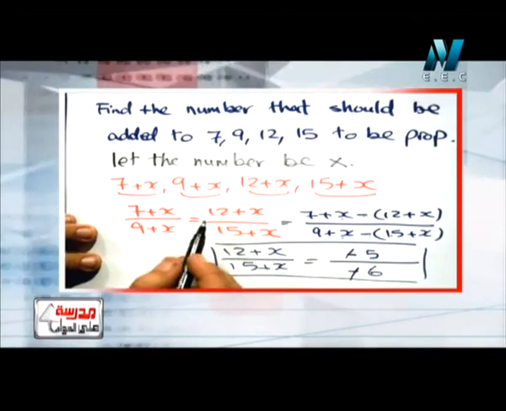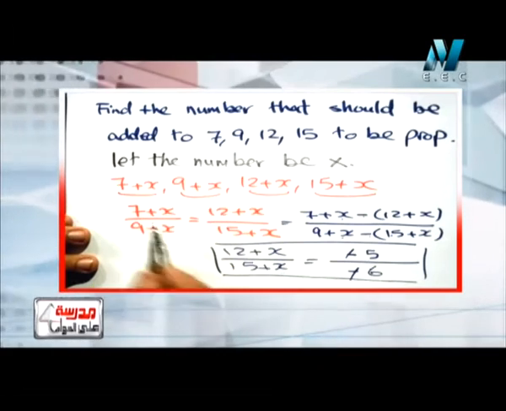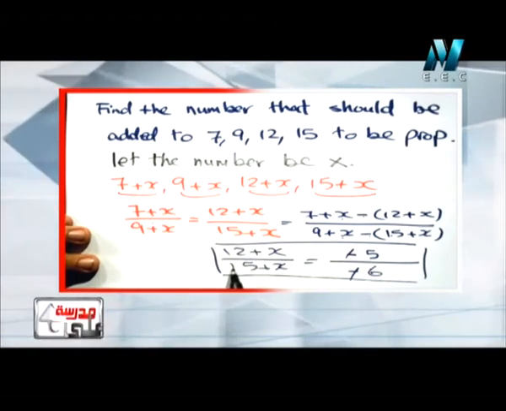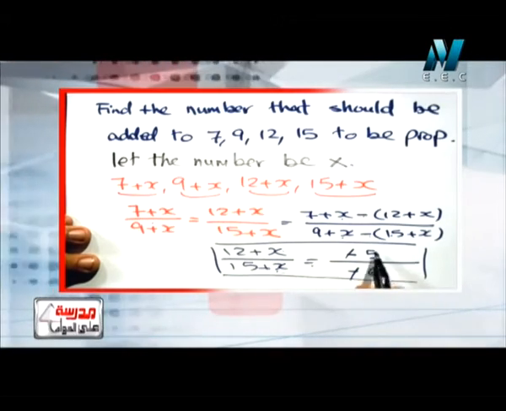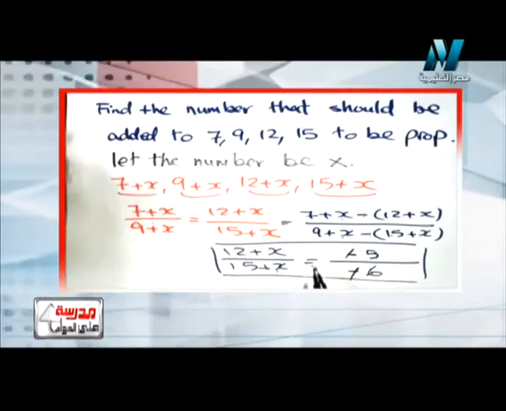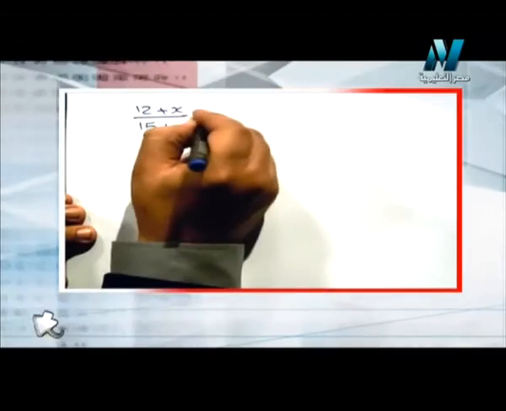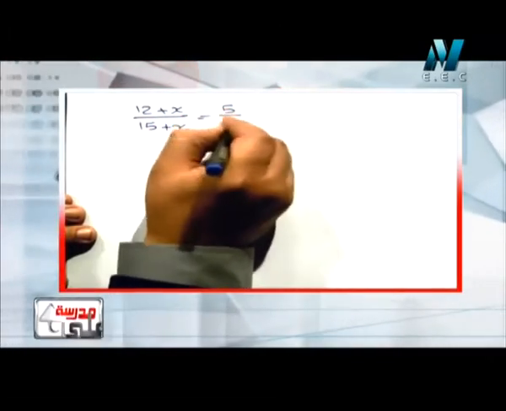And instead of doing this here, I'm going to do it this way, as I have a proportion of 12 plus x over 15 plus x equals 5 over 6. I think it's simpler to solve this. Let's solve it on a new page. So we have 12 plus x over 15 plus x equals 5 over 6.